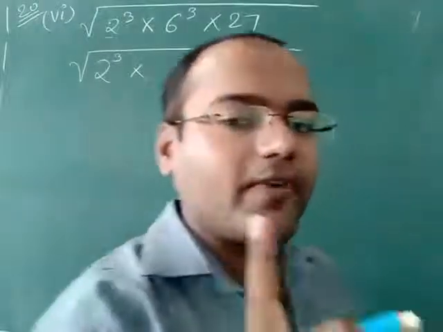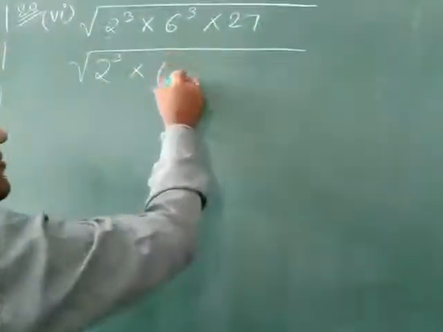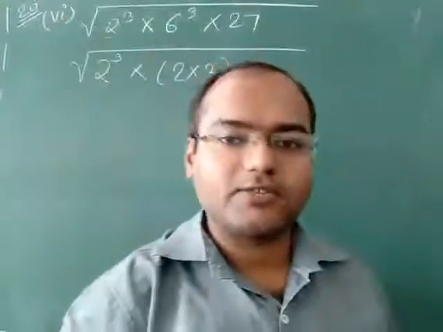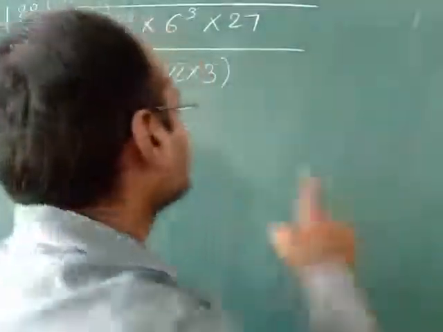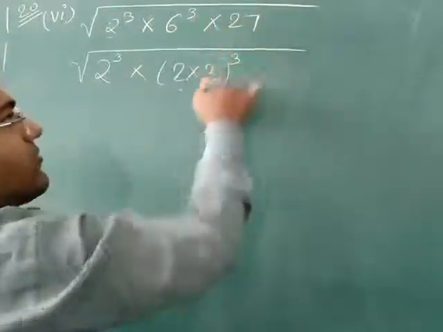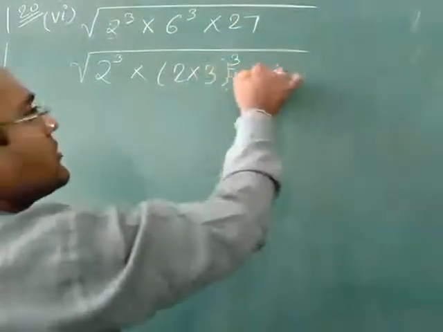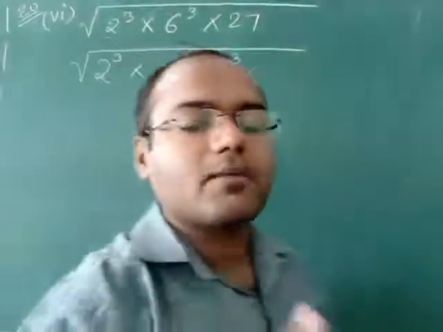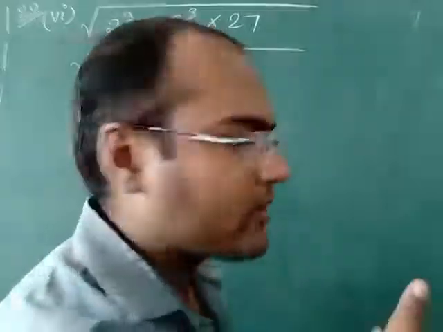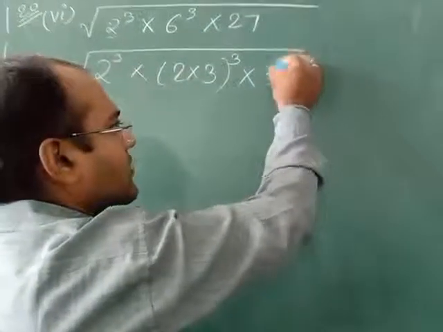If we take the prime factor of 6, it will be 2 into 3. When we find the prime factor of 6, we get 2 multiply 3. So here we will write 2 multiply 3, whole power 3, into 27. When we take the prime factor of 27, the answer will be 3 multiply 3 multiply 3. So here we have to write 3 power 3.